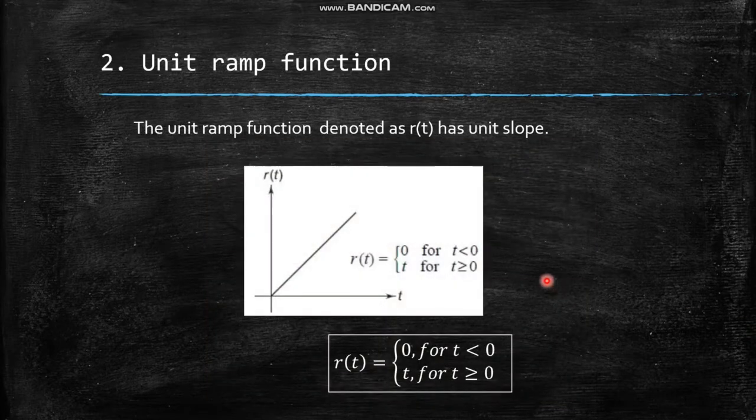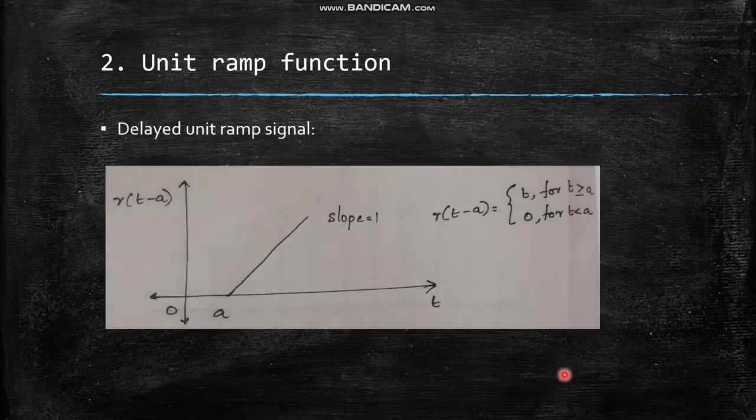The second one is the unit ramp function. Unit ramp function is denoted as r of t and has a unit slope, that is, slope equal to 1. It can be represented as r of t equal to 0 for t less than 0 and t for t greater than or equal to 0. Here we have a delayed unit ramp signal where it is delayed by a value of a. It is represented as r of t minus a with a slope 1. The condition for satisfying the delayed unit ramp signal is r of t minus a equal to t minus a for t greater than or equal to a and 0 for t less than a.